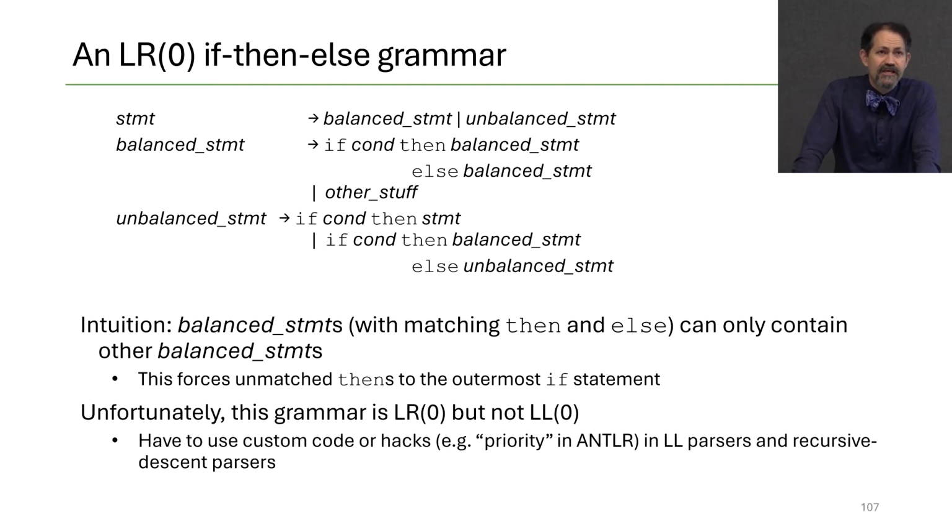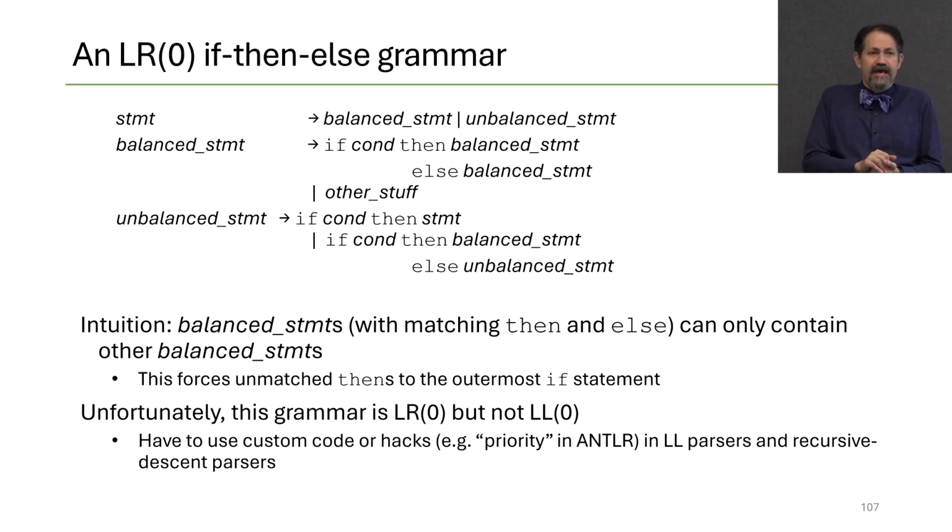What we're going to do is say that a statement is either a balanced statement or an unbalanced statement. A balanced statement includes an if then else where the then matches the else. And we're going to say that inside a balanced statement, everything has to be balanced, because if the things inside are unbalanced, then exactly where the else goes is unclear. On the other hand, we do have unbalanced statements, so you can have an if condition then statement, or an if condition then balanced statement, but then an else of something that's unbalanced. So what's going on with this grammar? It's constructed in a very precise way to do the right thing.